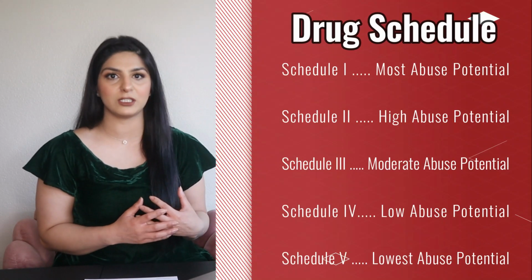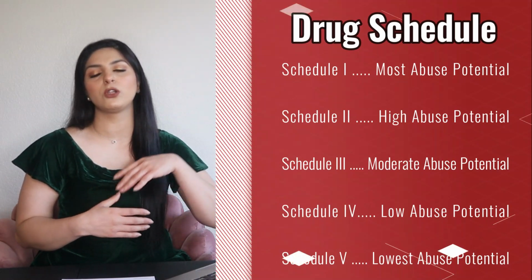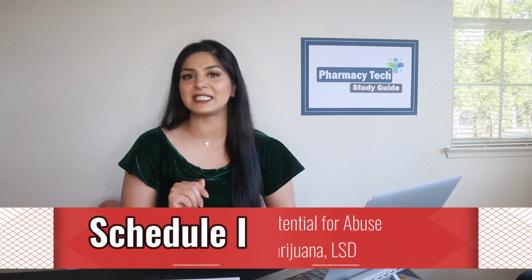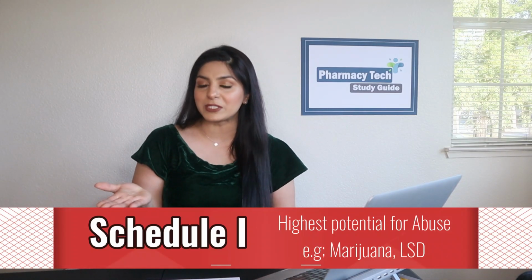All right, so let's talk about the classification of scheduled drugs. There are 5 schedule classes based on the abuse potential of the drug. It goes from Schedule 1 to Schedule 5. Now, I want you to pay attention to my next sentence. The higher the schedule number, the lower the abuse potential. I'm going to repeat: the higher the schedule class of the medication, the lower the potential for its abuse. So that means Schedule 1 substances have the highest potential for abuse.